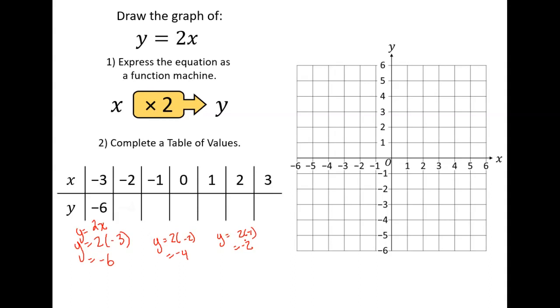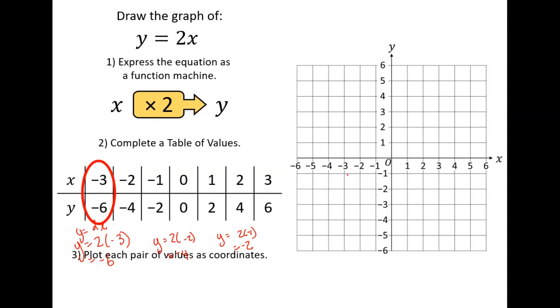So everything's multiplied by 2. So -4, -2, 0 times 2 is just going to be 0. 1 times 2 gives me 2. 2 times 2 gives me 4, and then 6. So now we're going to plot these just the same. We're going to plot each value as coordinates.